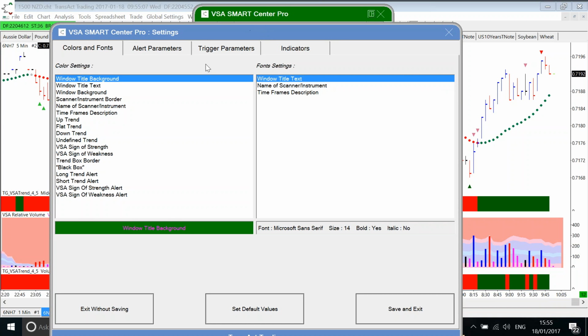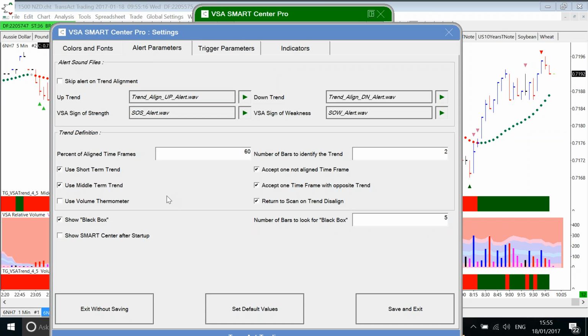Now, here are the parameters. Now, ignore this for the moment. This is just colors and fonts. You can set everything to whatever colors that you want. But the alert parameters are the most important. Now, here are the parameters for those of you at Phoenix. This is what you want to set.